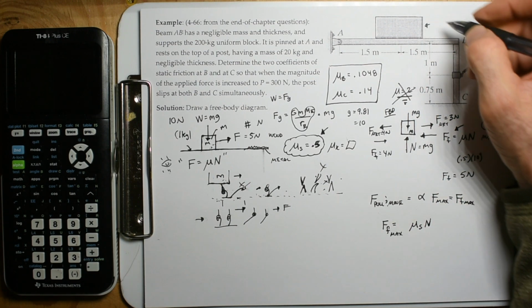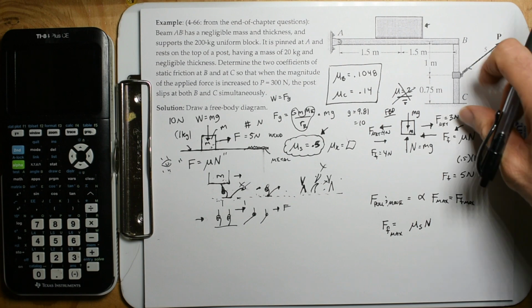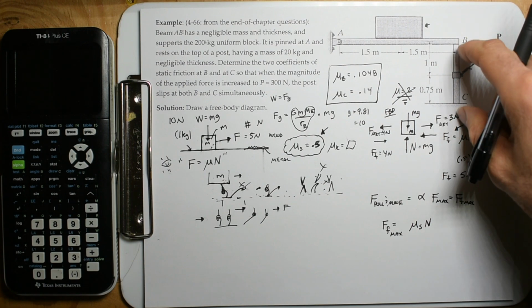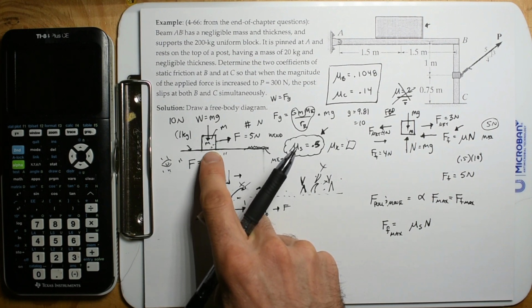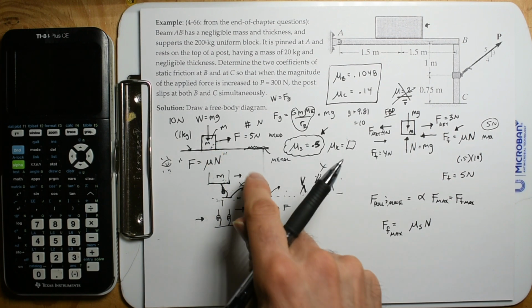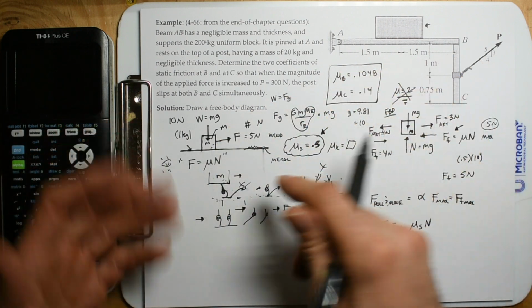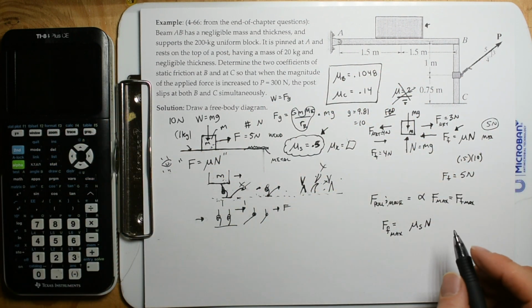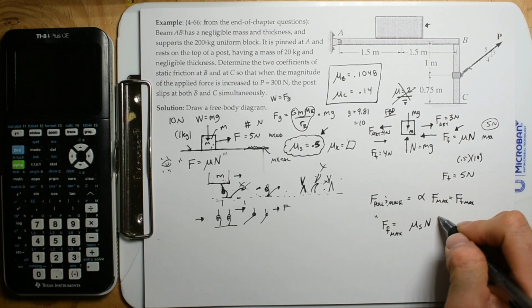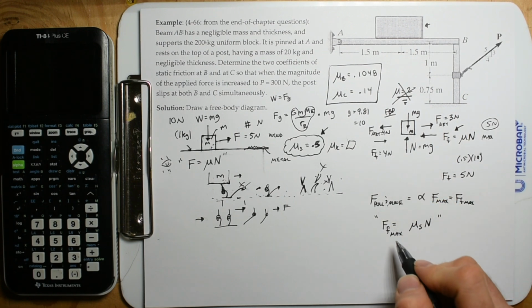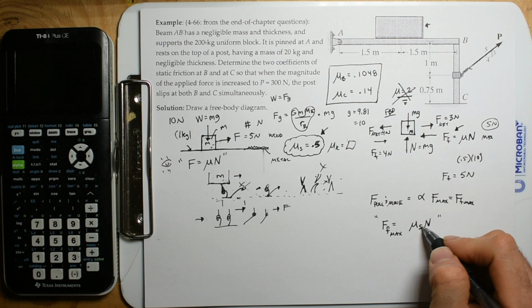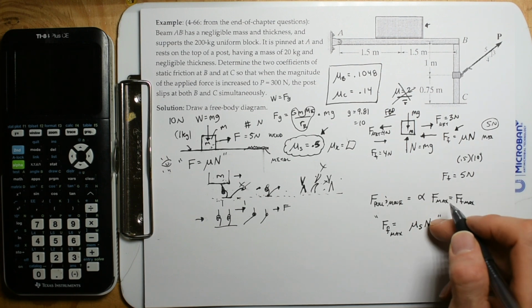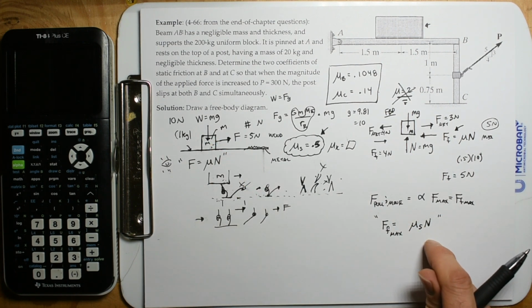This block ain't moving. We're actually going to rip this post out. And the crazy thing is we're going to have to rip it out at both locations. So our problem is going to be different than just a resting mass on a surface, and we're going to explore that. But here's going to be our equation: the max frictional force is going to be the coefficient of static friction times the normal force of that mass on that surface.